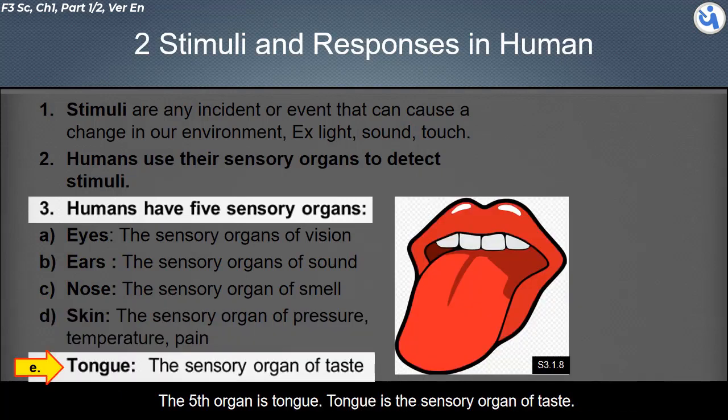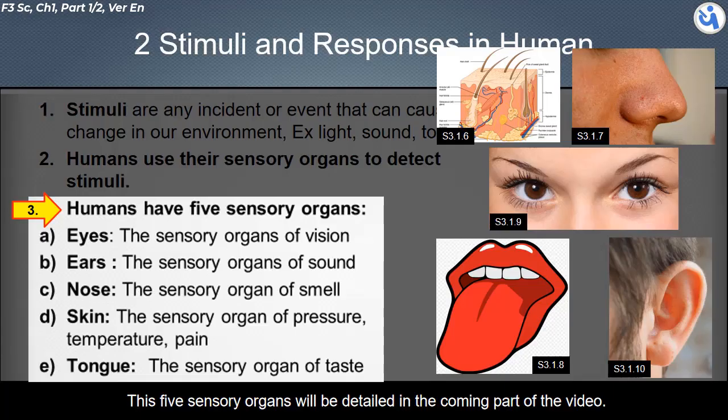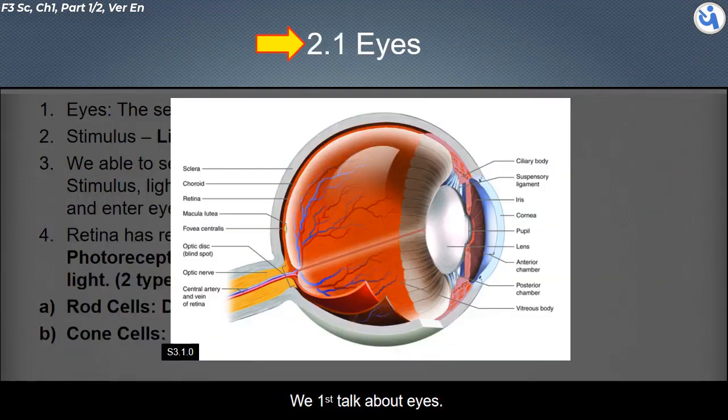The fifth organ is tongue. Tongue is the sensory organ of taste. These 5 sensory organs will be detailed in the coming part of the video. We first talk about eyes.